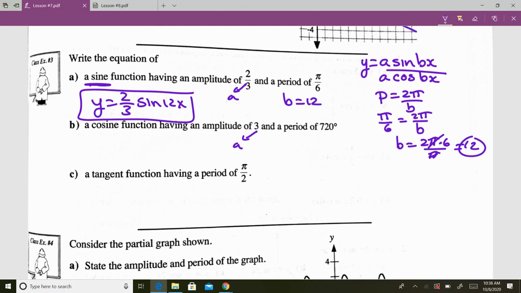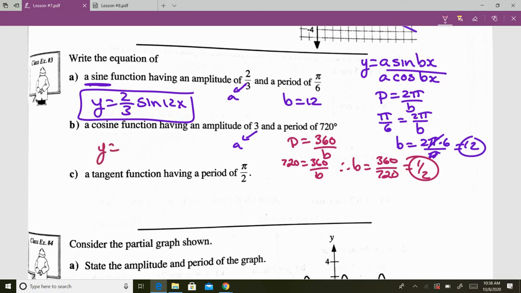Talking about cosine functions. So remember, since they gave it to us in degrees, we're going to use degrees: period is equal to 360 over b. So that means 720 is equal to 360 divided by b. Therefore, b is equal to 360 over 720, which is 1/2. So then you just plug it into this equation: 3 cos 1/2 x.